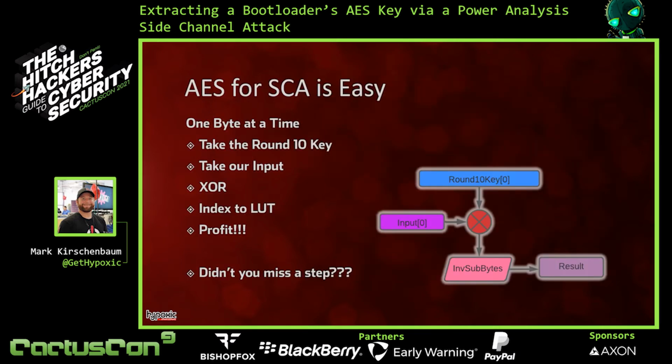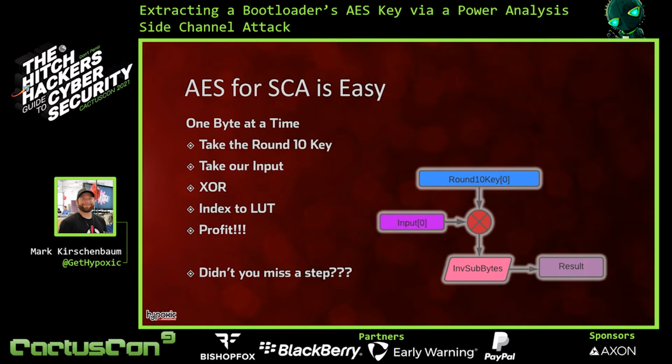Okay. So AES for side channel attacks is very easy. We'll start with the round key. Let's do this a byte at a time. Byte 0, we have round key of 0, which was B4. Okay, and we're going to take input. Somehow in the system, we're going to put input into it. We're going to XOR that data, and then we're going to have an output of that XOR. We're going to use that as the index to the inverse S-box, and then we're going to get some result out.